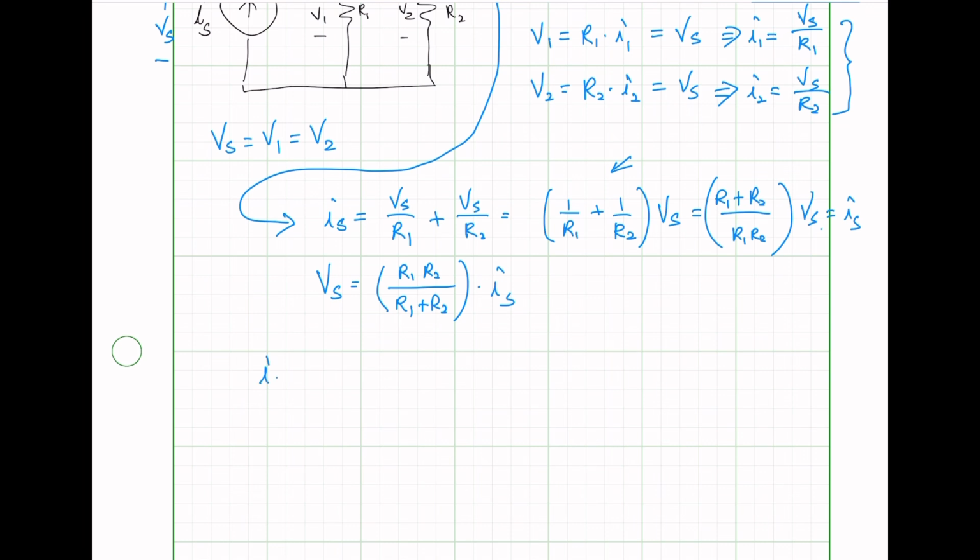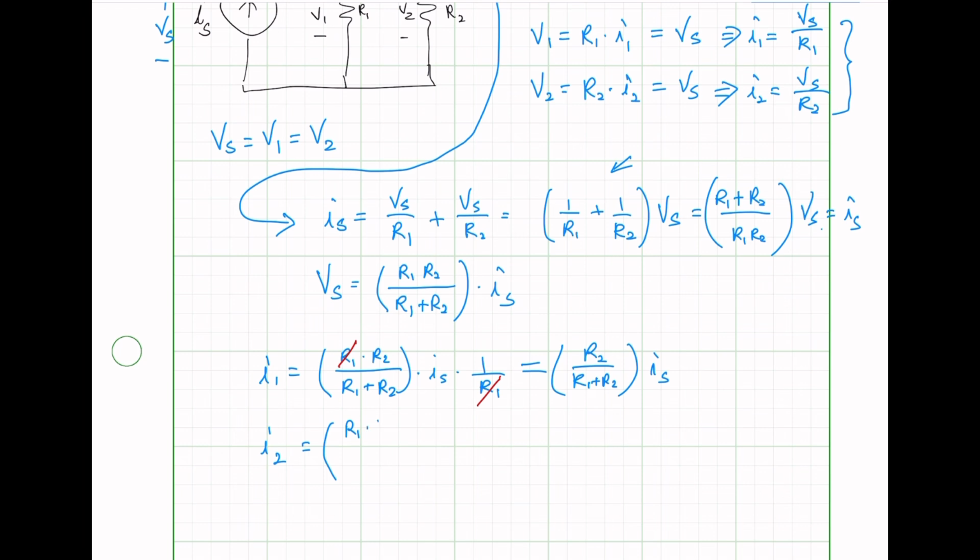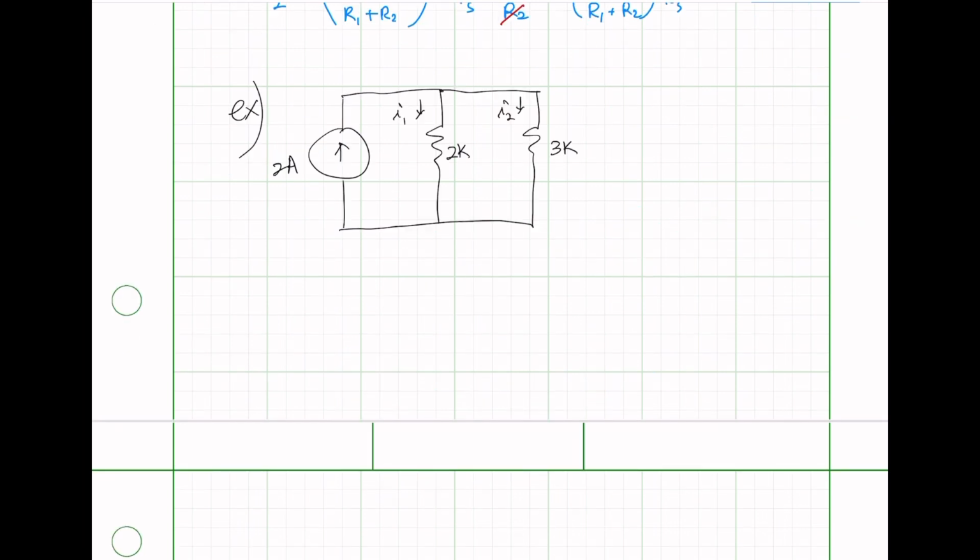So let's plug in V of s. I sub 1 equals V of s, R1 times R2 over R1 plus R2 times I of s, times 1 over R1, and R1 cancels out. Therefore, it's going to be R2 over R1 plus R2 times I sub s. And for I sub 2, we have V of s, R1 times R2 over R1 plus R2 times I sub s, and 1 over R2 this time, and then R2 cancels out. Then what we have is R1 over R1 plus R2 times I sub s. Let's take a look at the example.